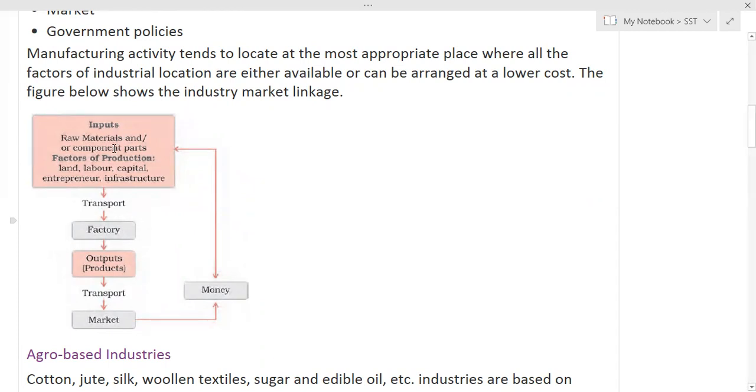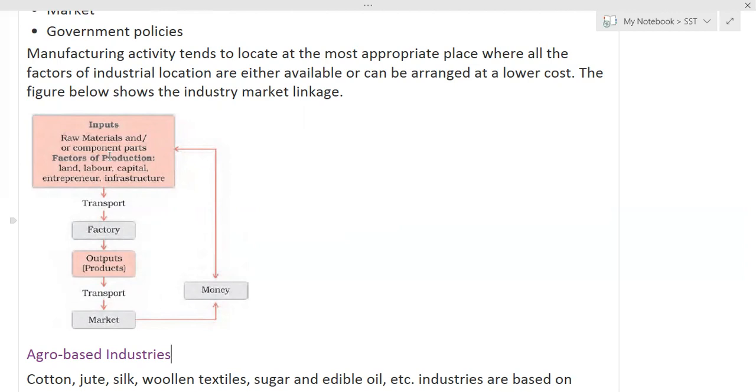So first here it says raw material. Raw material we required. Let's have an example. It's cotton. Cotton is produced by a farmer. He sells to the factory, so he earns money. The factory makes raw material more usable, which means it manufactures cotton into cloth.